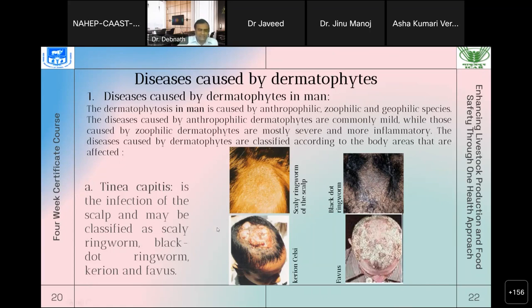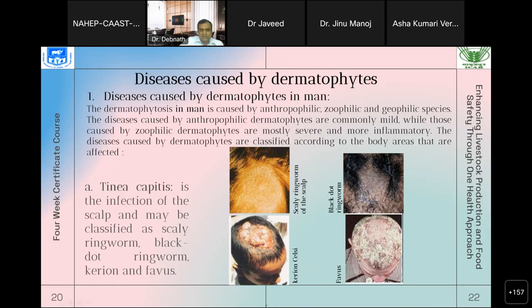Now, when the disease in man is on the scalp, it is tinea capitis. Again, the disease varies on the basis of the type of dermatophyte involved. Some are called kerion, some black dot ringworm, some favus, some scaly ringworm, depending on the dermatophyte species involved. Some species can penetrate the hair shaft, and within it they produce a huge number of conidia. Ultimately the hair breaks, leaving a small black dot at the base of the hair.